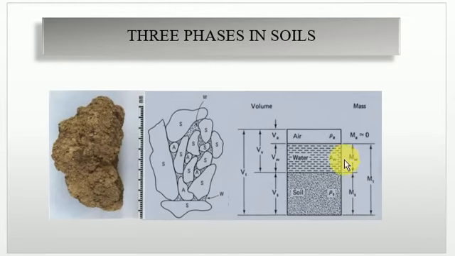Similarly, we discussed that the mass of air is going to be 0, right? And so the Ms and Mw are considered as the total mass. Okay, mass of soil and mass of water is considered as the total mass because Ma is equal to 0.